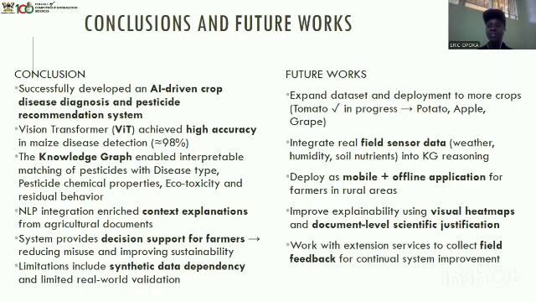Next we're going to expand the dataset to more crops. Then integrate real sensor data, a mobile plus offline application, visual heat maps, document-level scientific justification, field feedback, and so on.